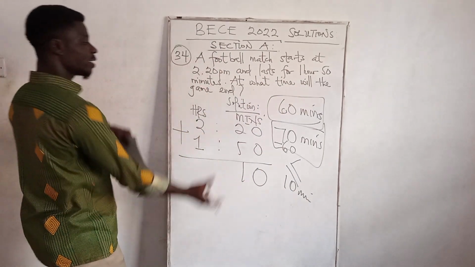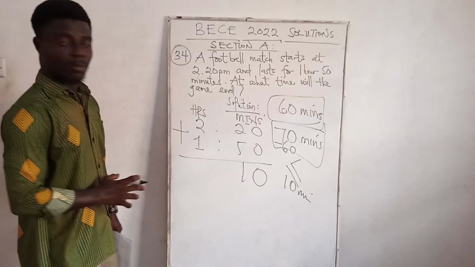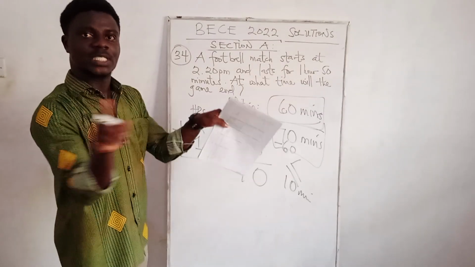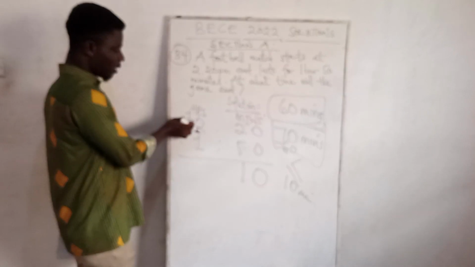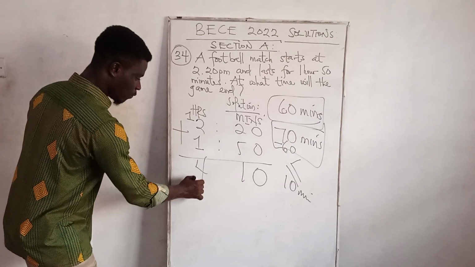Then we carry the 60 minutes to this hours column. Now when 60 minutes comes here, it changes to 1 hour, because 60 minutes is the same thing as 1 hour. So we have 1 hour here. So 1 hour plus 2 hours plus 1 hour, we get 4 hours.